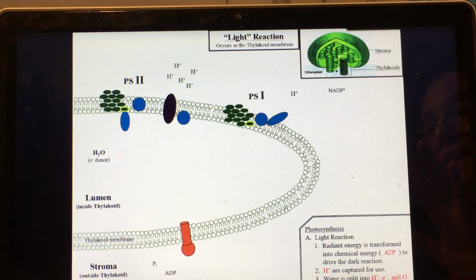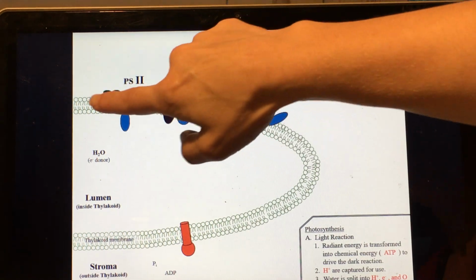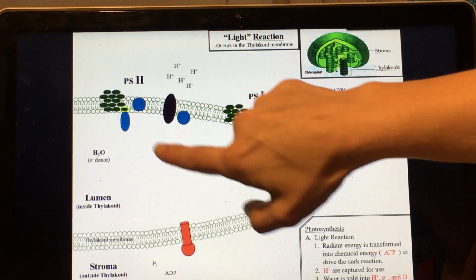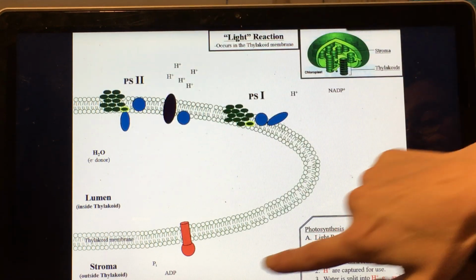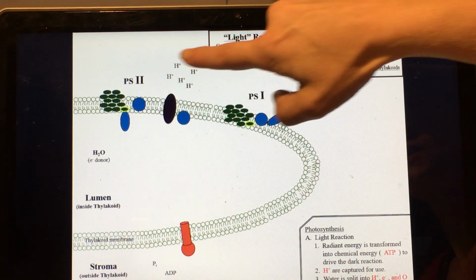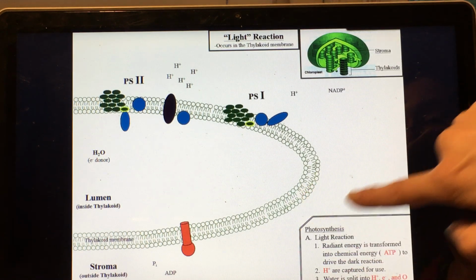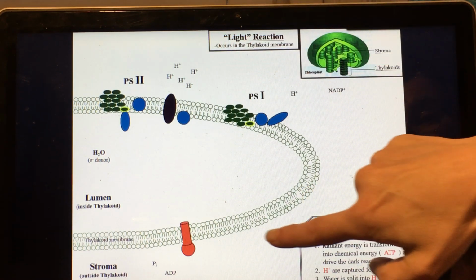But just to orient you to where we are, this is the thylakoid membrane. The inside of the thylakoid membrane is referred to as the lumen, and the outside is the stroma. And the stroma is where the second phase of photosynthesis takes place, and that part is called the Calvin cycle.